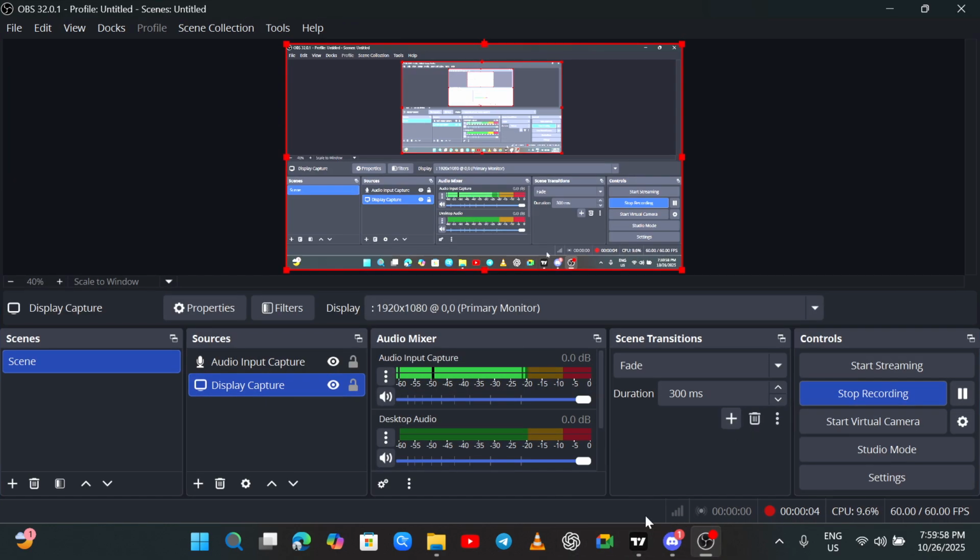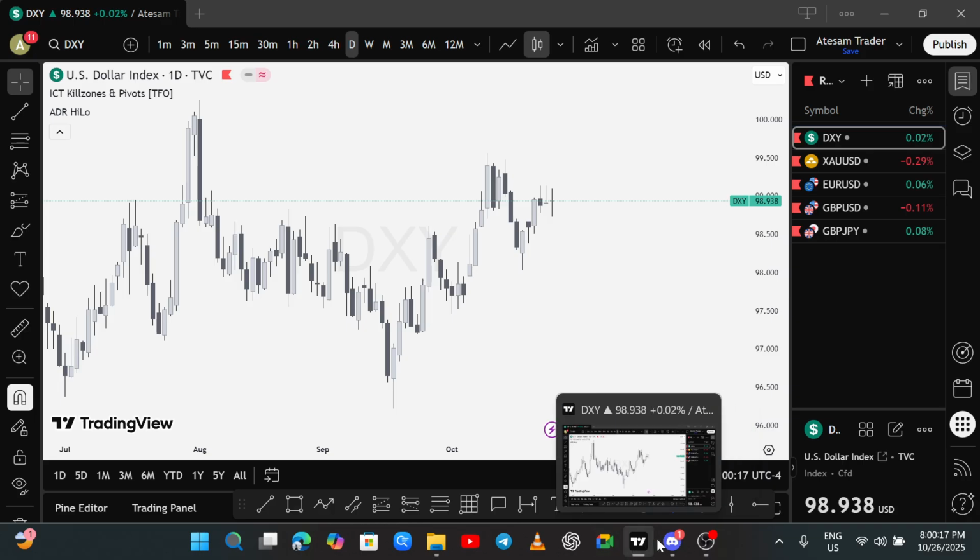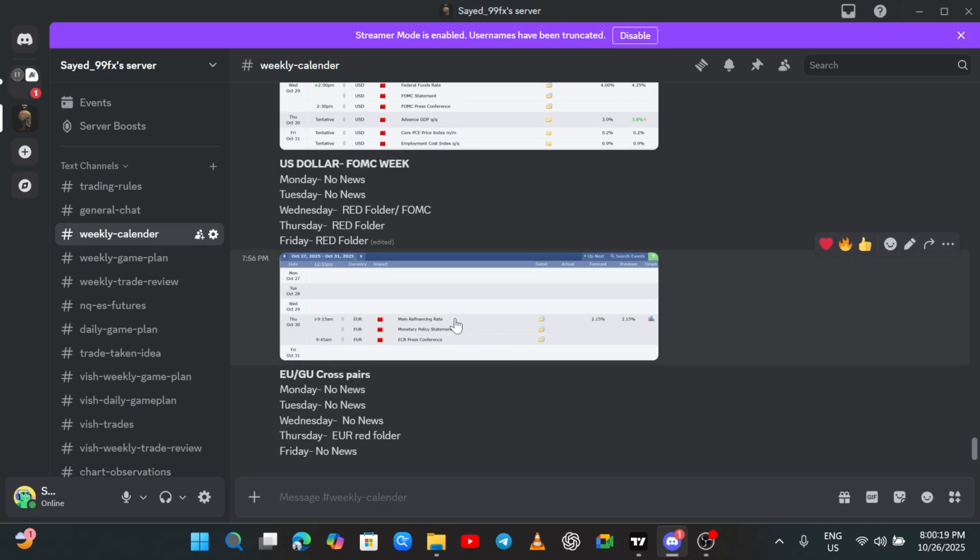Hello guys, let's start with the coming week's price action. I will analyze these 4 or 5 pairs because these are the pairs I am trading right now. So let's first start with the news. What do we have in this week?